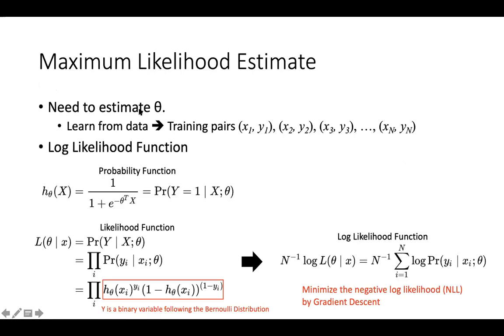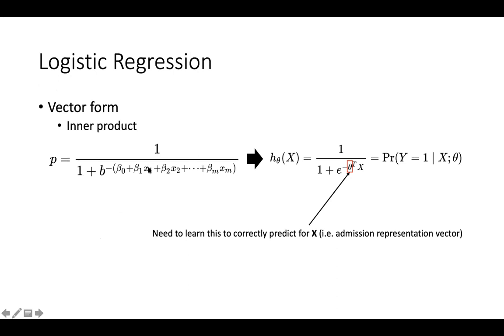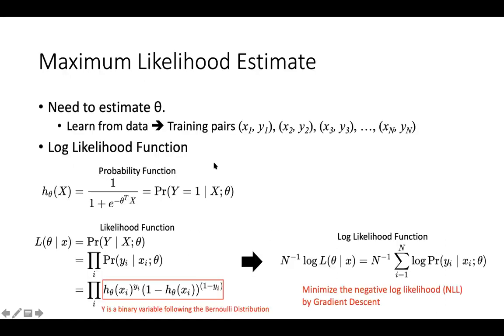So as I said, the objective is we have the X's, we have the Y's. So all we need to do is train for the thetas, or estimate the theta values, which is a bit more statistical explanation. So we need to estimate theta, and we want to learn or estimate the thetas based on the training pairs. So there's a bunch of X and Y pairs.